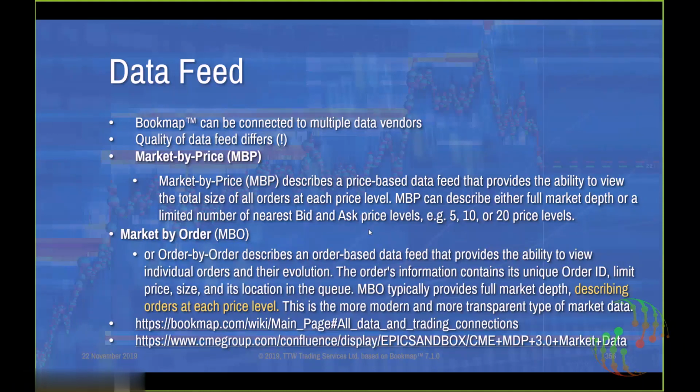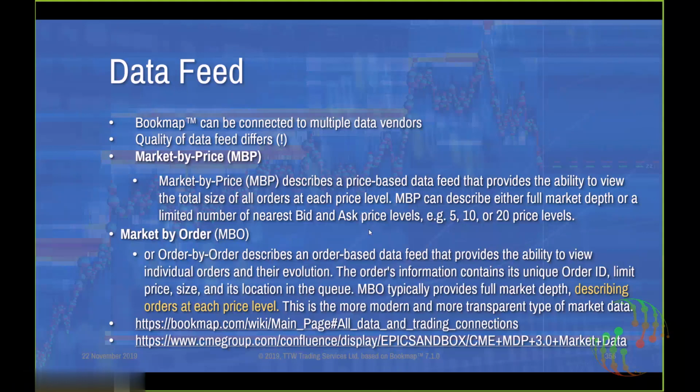Of course, Bookmap can be connected to multiple data vendors, and the quality of the data feed differs dramatically. It's a huge business to provide data, but good data quality costs money. If you want to have the best data, you have to pay roughly $1,000 a month if you want the raw data from the exchange. If you have the money and the resources, do so, because then you have everything you need. You can't get better data.